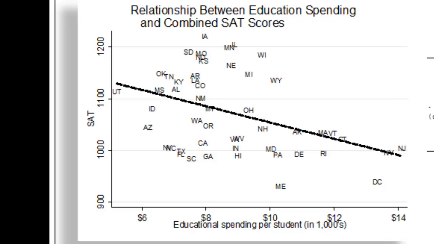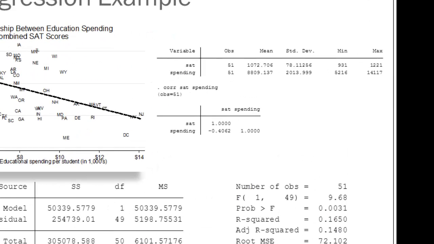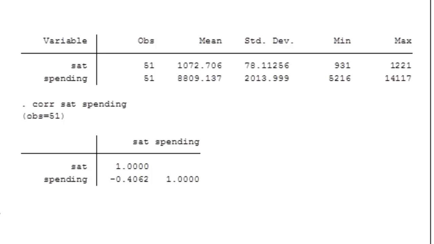So again, I'm raising the issue here that in these kinds of observational data, correlation is not the same as causation. In the top right, it provides some descriptive statistics, again, means, standard deviations, and so forth, and the correlation coefficient, which in this case is minus 0.4062. And on the left, we have our graphic.